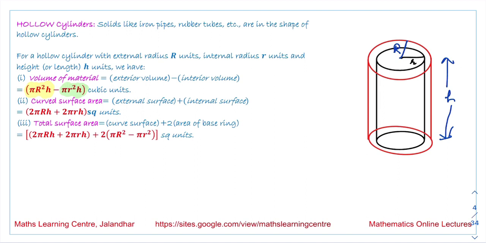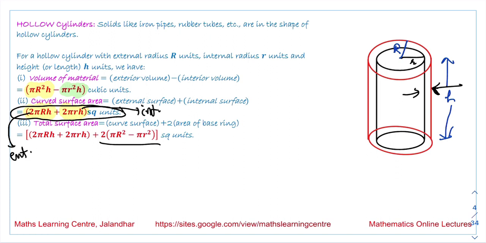Similarly, the curved surface area will be the total surface area. This is the external area and this is the internal area. So the external area will be 2 pi capital R h plus 2 pi small r h. This is the external part and this is the internal part. And the total surface area, this is the curved surface area. Then we have the area of the circular regions.